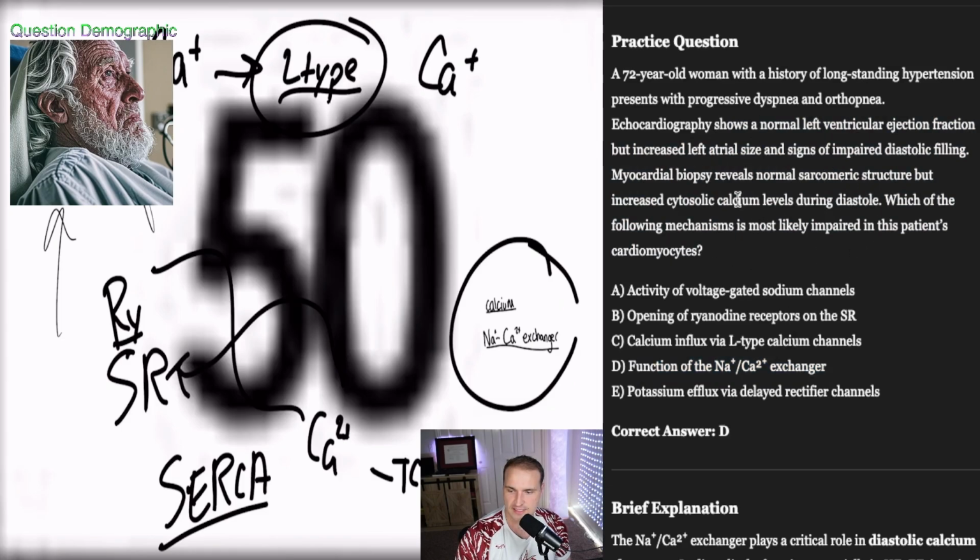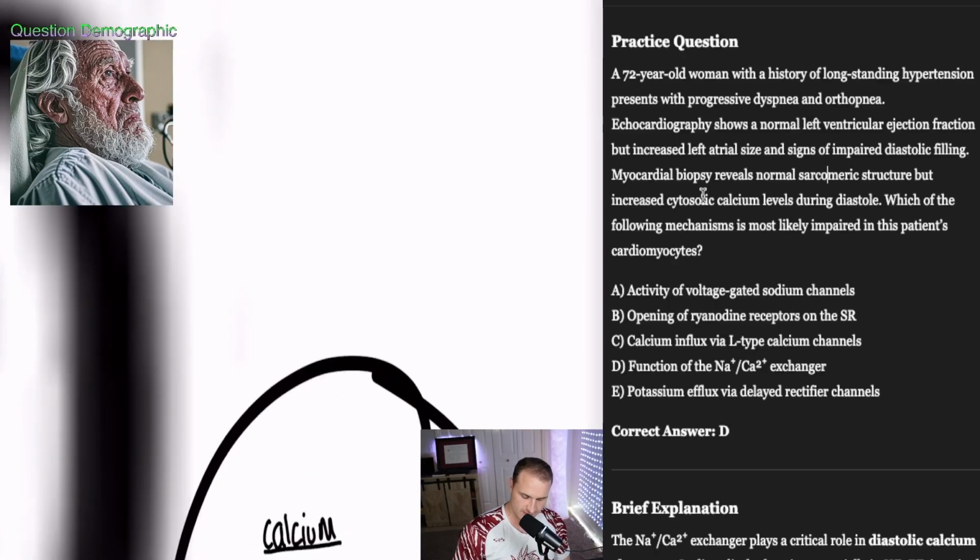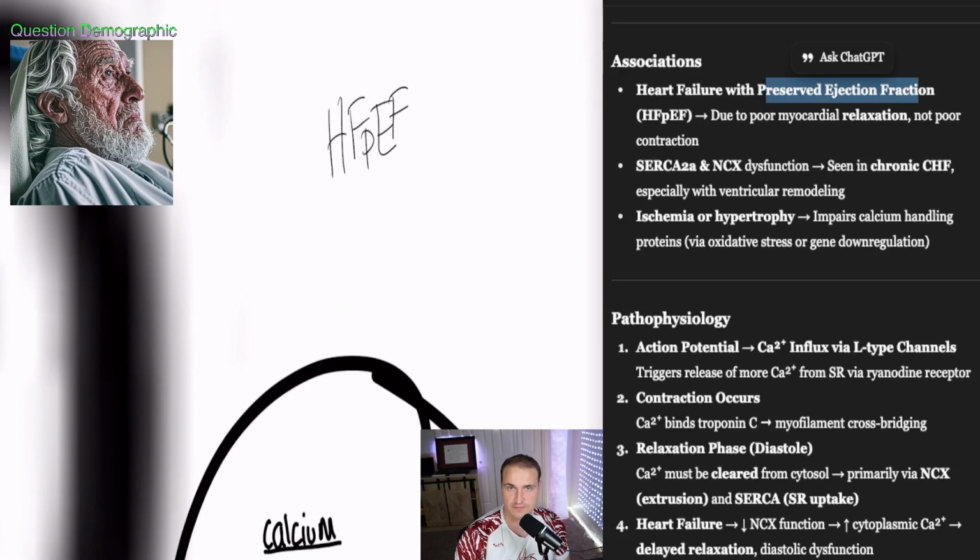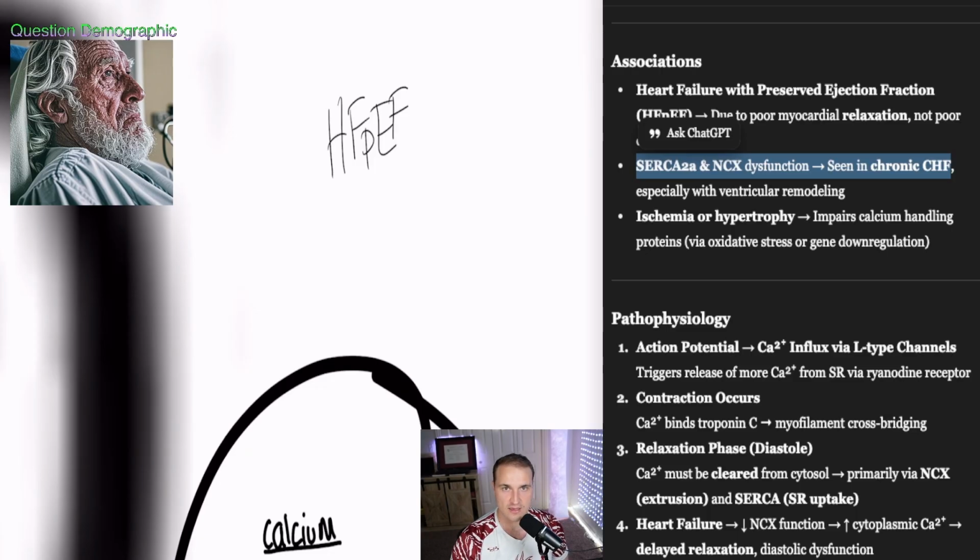That's diastolic calcium clearance. Now, especially if we look at heart failure with preserved ejection fraction, we have that poor myocardial relaxation, not poor contraction. Contraction's fine, it's just the relaxation that's not. So you preserve the ejection fraction. We have SERCA dysfunction in chronic congestive heart failure. So it's the inability to restore the low calcium concentration during diastole. Basically, after contraction, the calcium is not cleared from the cytoplasm, and so you can't relax. You just can't relax. There's so much in the body that's like that. You just can't let go.